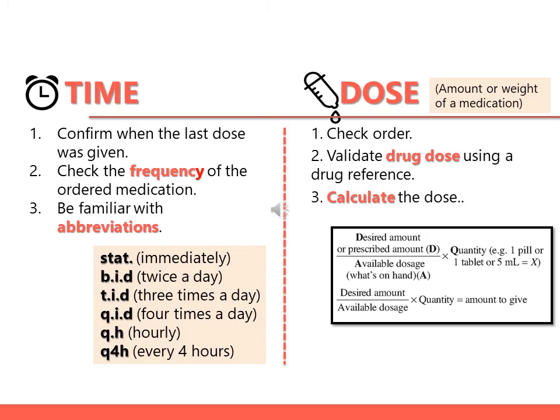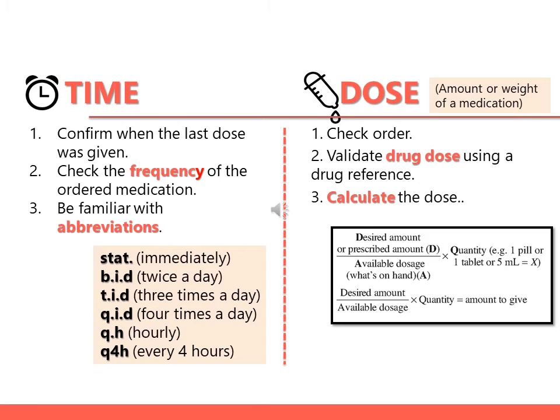For you to be able to correctly give the right dose to your patient, you should be knowledgeable about the formula when giving medication. That means you need to know how to calculate. You need to know how to apply this formula. How can you make sure that you are giving the right dose?